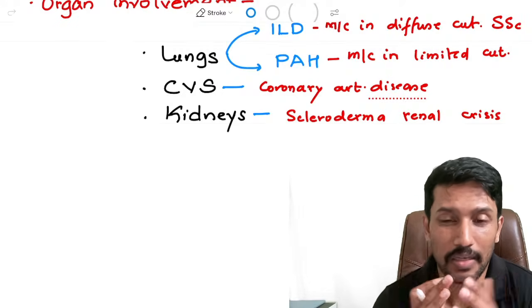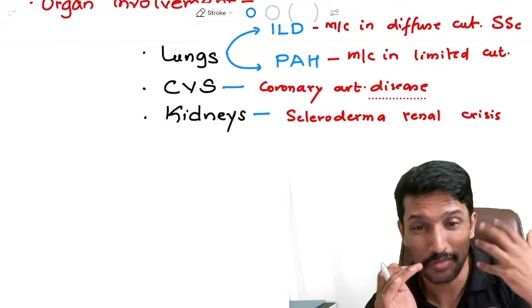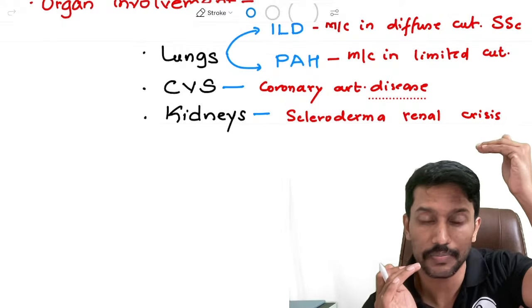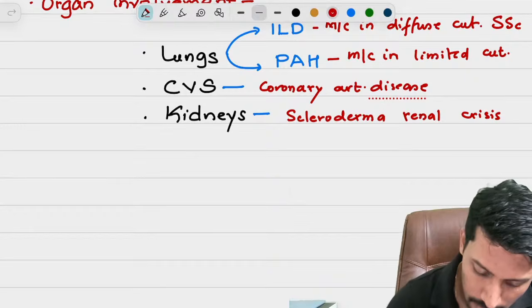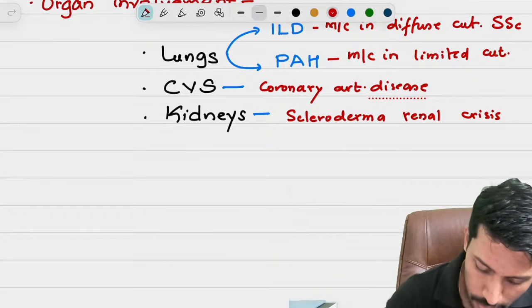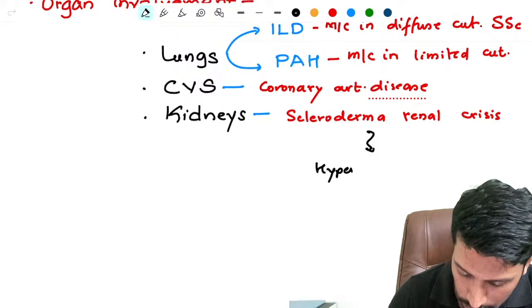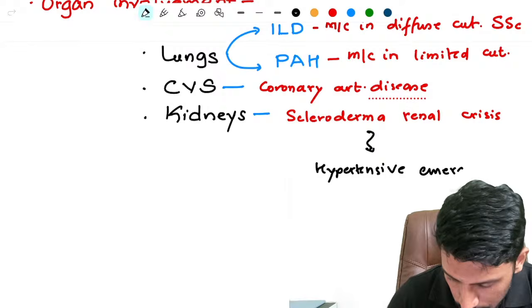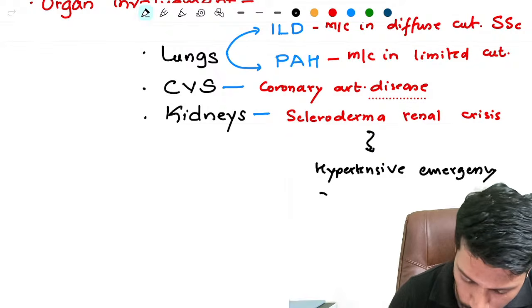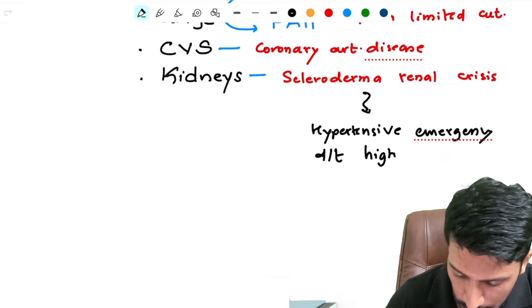So when RAS gets activated, what will happen? We will have angiotensin II coming, causing further vasoconstriction and an increase in the BP. So scleroderma renal crisis is nothing but a hypertensive emergency due to high renin. So it's a high renin hypertension.